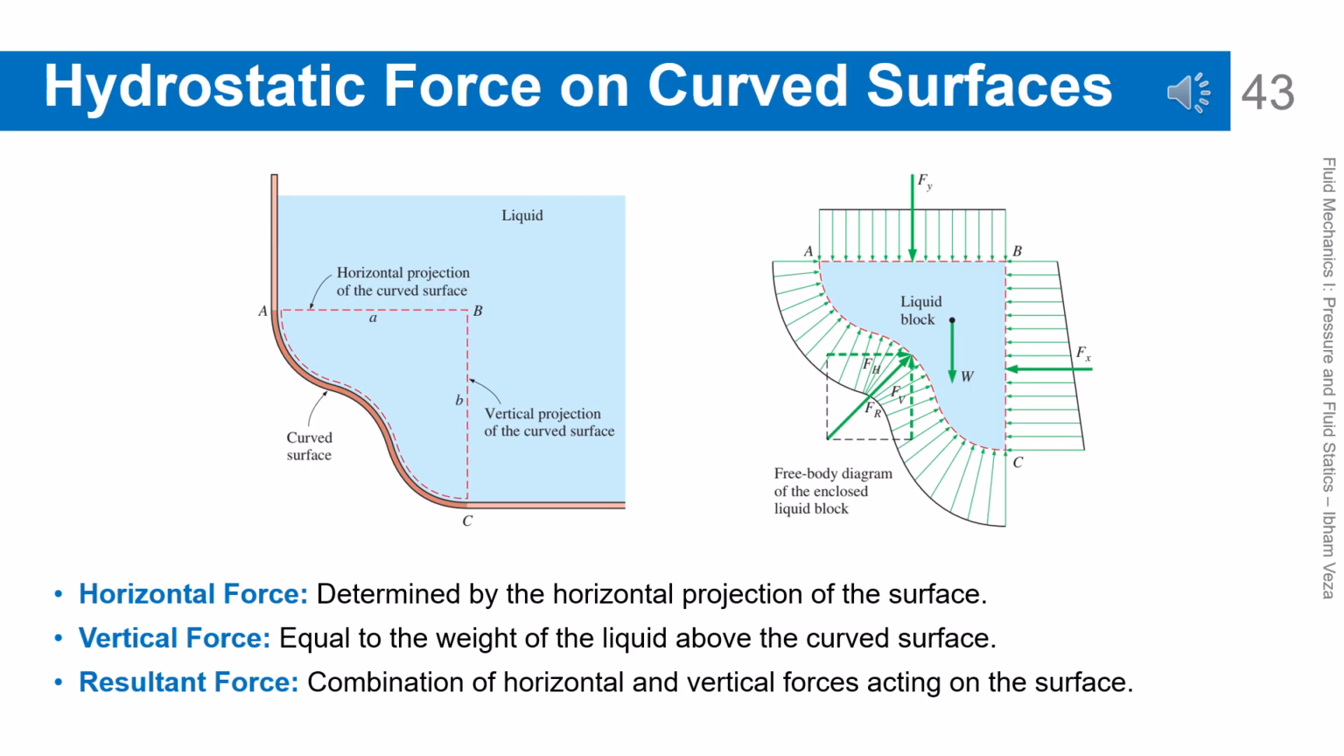Hydrostatic force on curved surfaces. The hydrostatic force on a curved surface is analyzed by separating it into horizontal and vertical components. The horizontal component equals the force on the vertical projection of the surface. The vertical component equals the weight of the fluid above the curved surface. The resultant force is obtained by combining these two components. This approach simplifies the analysis of complex shapes.